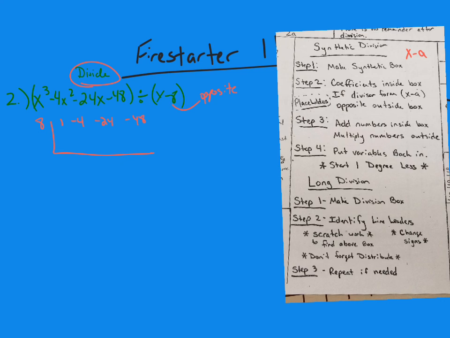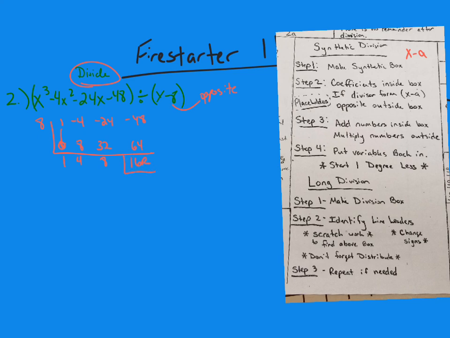Right? So, I add the numbers inside the box. Remember, this first number, you can either put a 0 there, or you can just drop that 1 straight down. If they're outside the box, we multiply. So 8 times 1 is 8. Negative 4 plus 8 is 4. 8 times 4 is 32. Negative 24 plus 32 is 8. 8 times 8 is 64. Negative 48 plus 64 is 16.